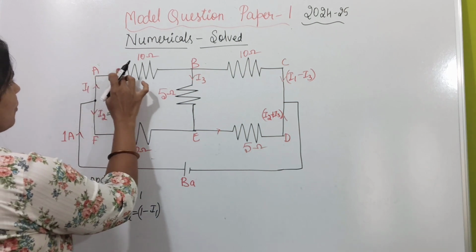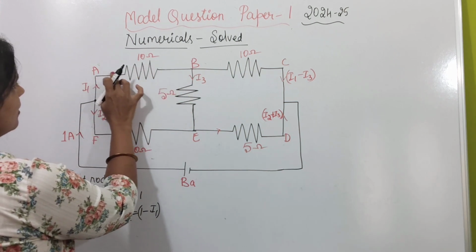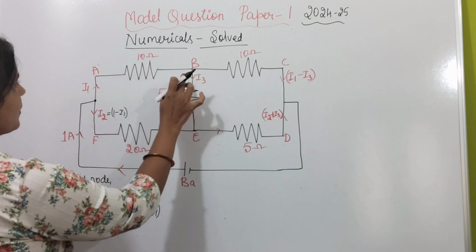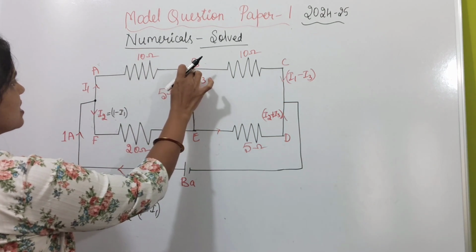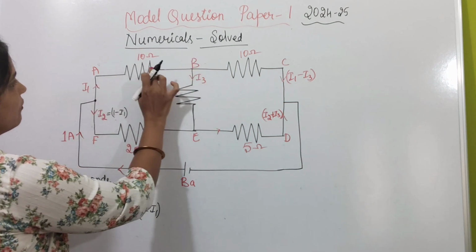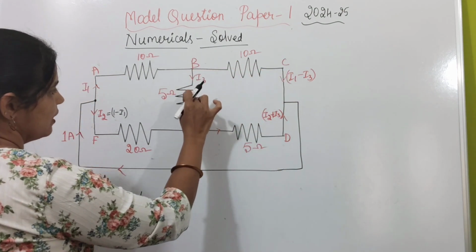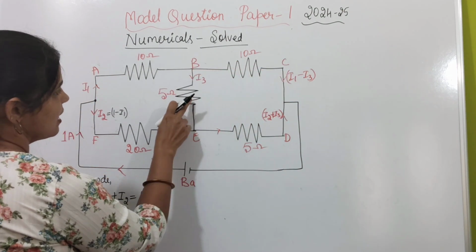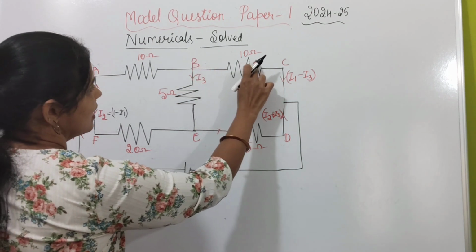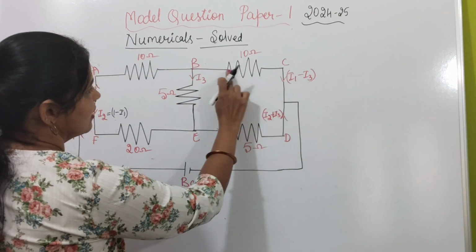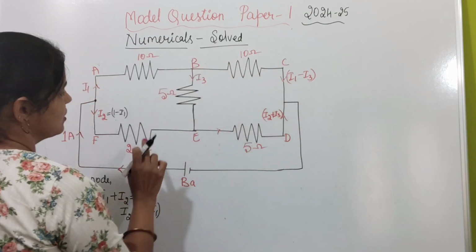Now I1 is flowing through this branch. In this branch AB, I1 is flowing. As it comes to this point B, out of I1, some current is flowing through this and the remaining is flowing like this. Here it is mentioned that I3. Then what is the remaining current? I1 minus I3 flows through this branch.